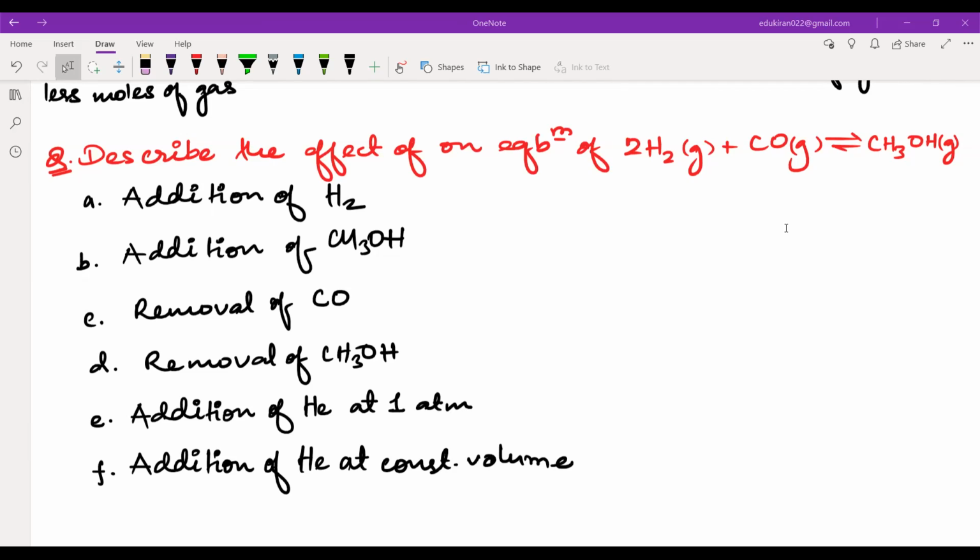What will happen if I increase the amount of reactant? What is going to happen? Tell me. Reaction will move forward or backward? I can't hear you, Reba.